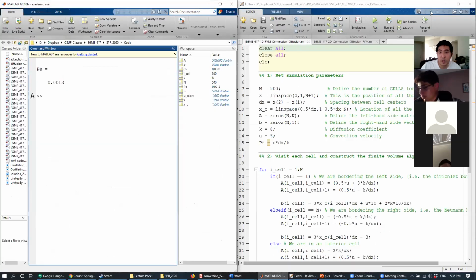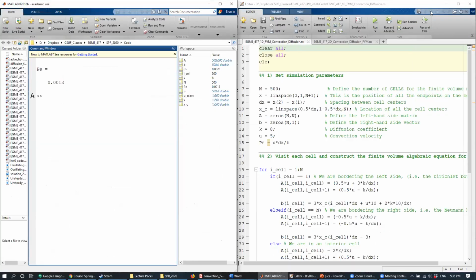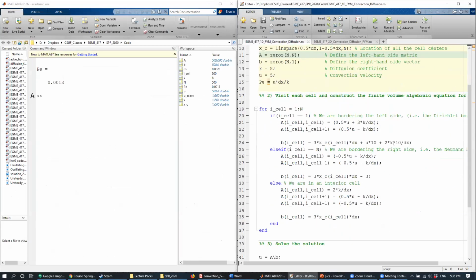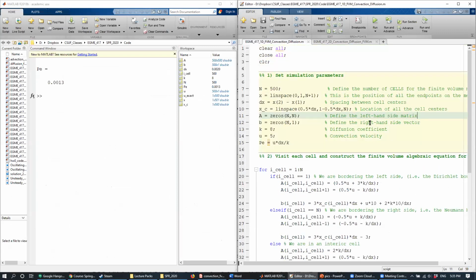Okay. So here's the MATLAB code that I posted on Titanium. So this should be the 1D convection problem with finite volume. So you should see it at the top of this week's Titanium page. Okay. So this code is structured basically the same as we always do.